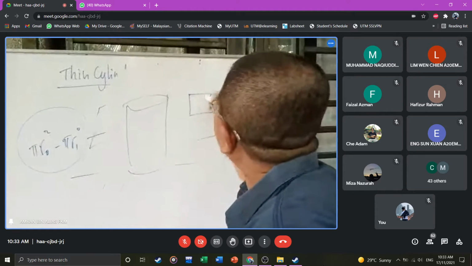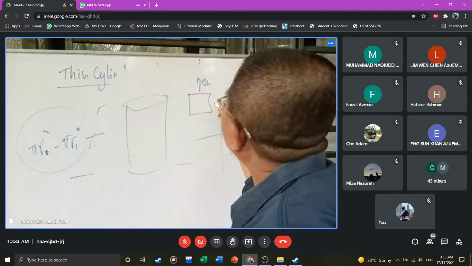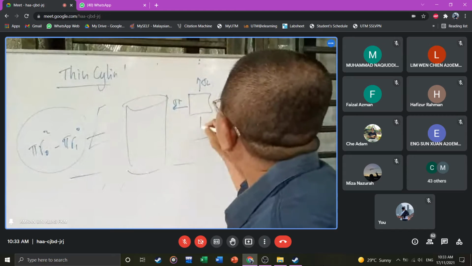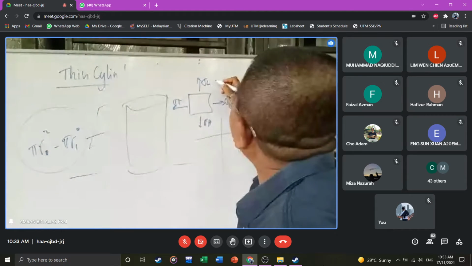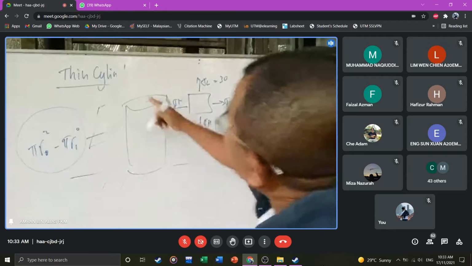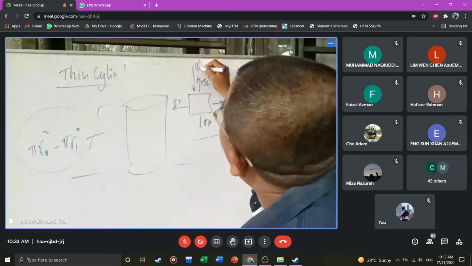Element there, the positive sigma L. This is sigma H, sigma L. Let's say this value is 30 and this value is 60. And then I put weight there. That one is sigma Y there.